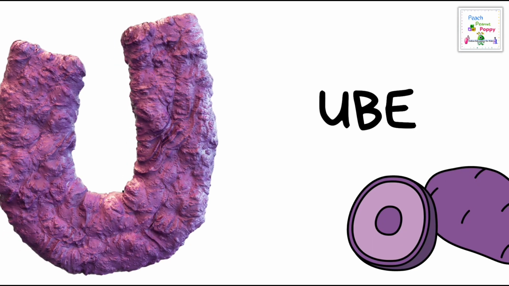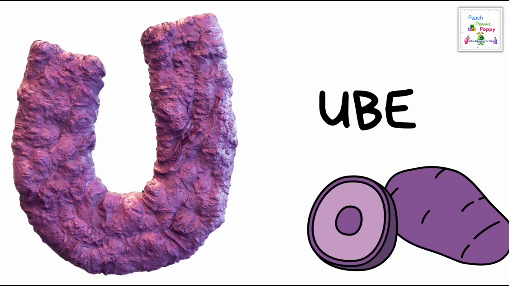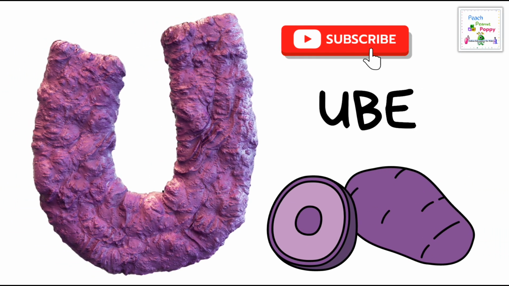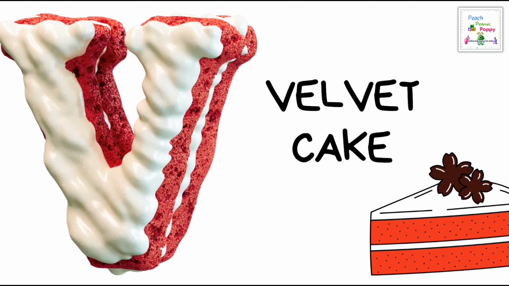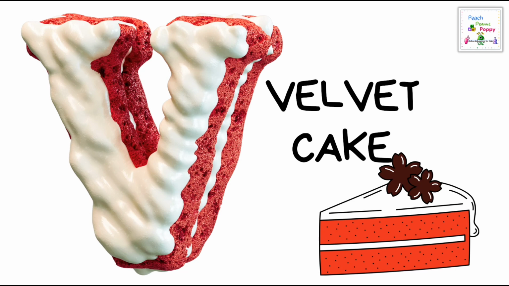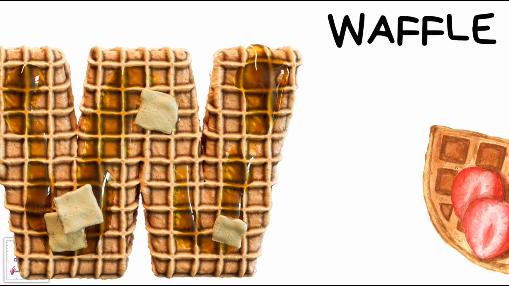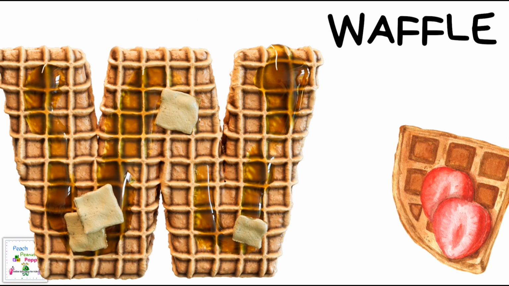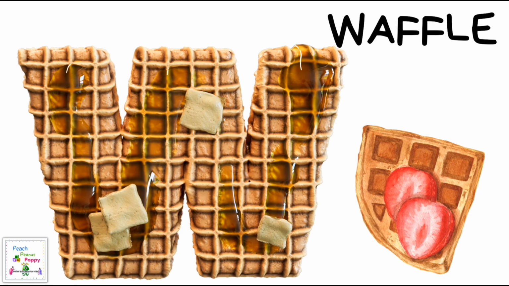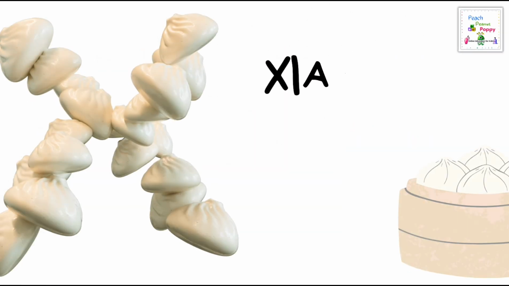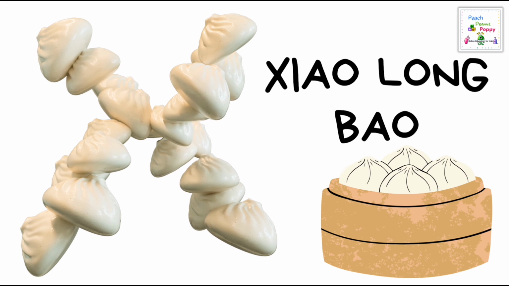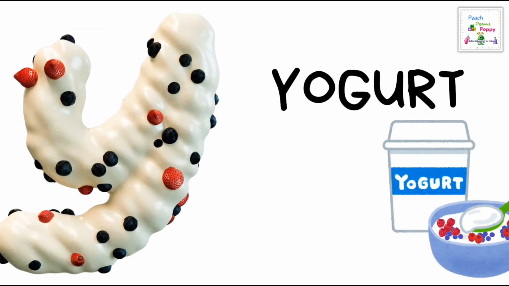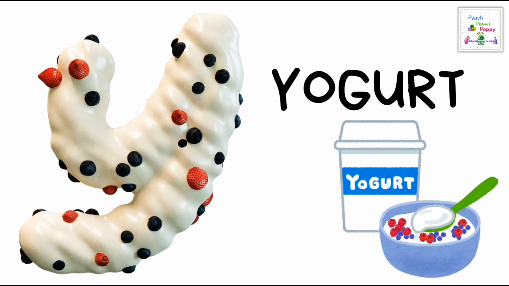U for ube. Ube. V for velvet cake. Velvet cake. W for waffle. Waffle. X for xiaolongbao. Xiaolongbao. Y for yogurt. Yogurt.